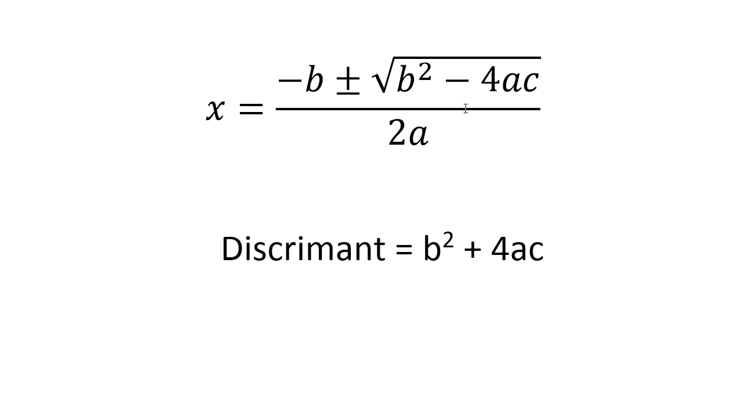So if you look at the quadratic formula, which we've used numerous times, the part that is underneath the radical, which is b squared minus 4ac, that's the part that we call the discriminant. So the discriminant is b squared minus 4ac.